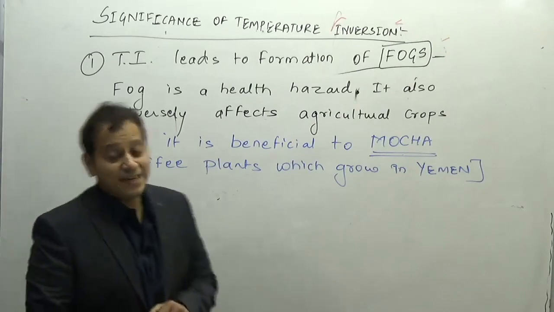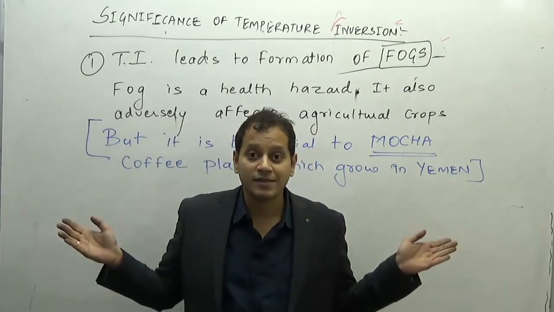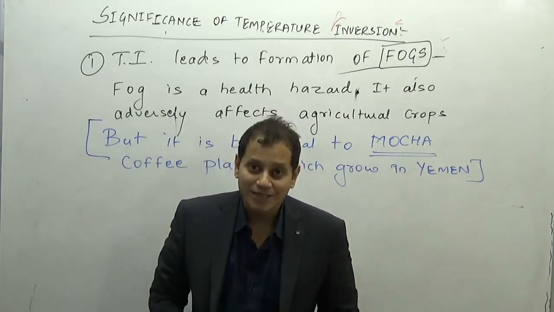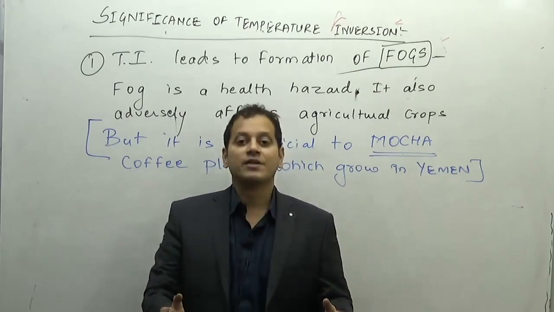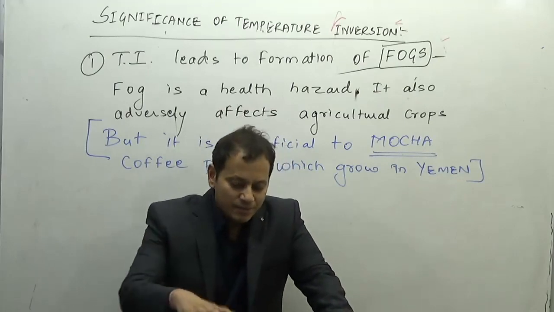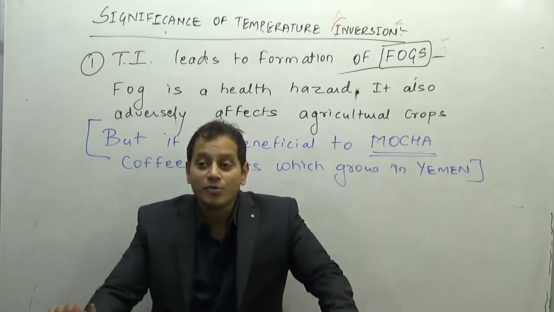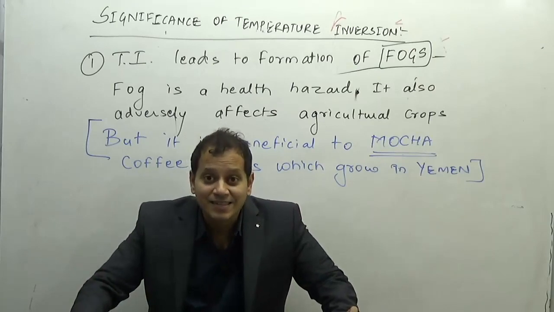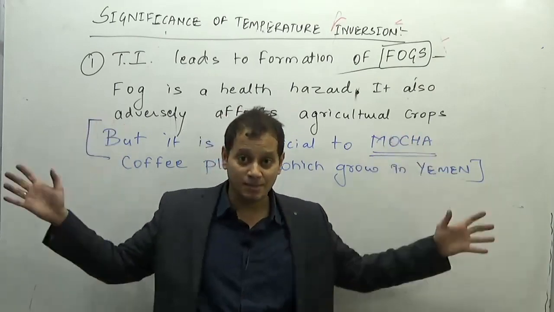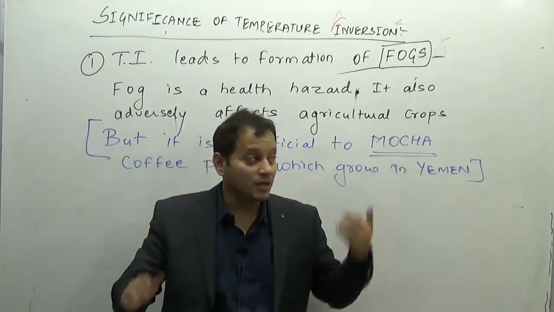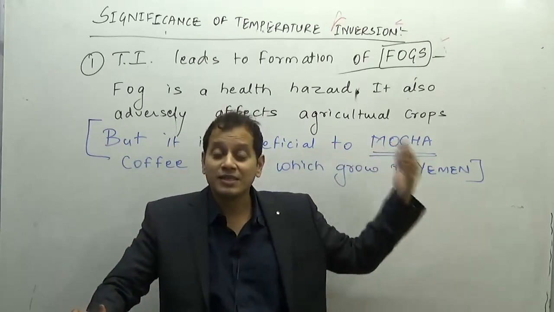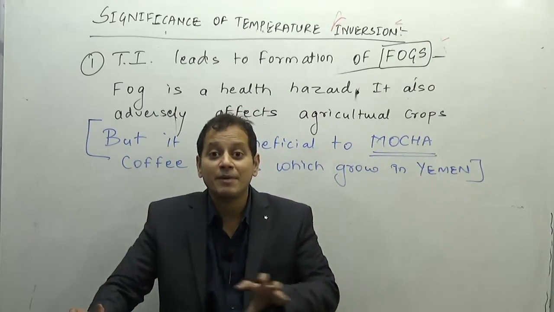Now, what is the second? It is harmful to human beings. It is harmful to agricultural crops. Is it harmful for transportation? Yes. In fact, all of you must have seen the famous movie Titanic. What caused the Titanic accident? The Titanic accident was caused because there was a big iceberg which was not visible. The sailors could not see the iceberg because the area was covered by dense fogs.